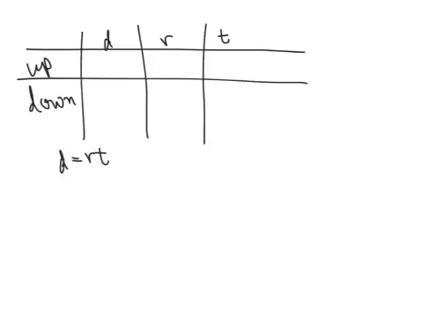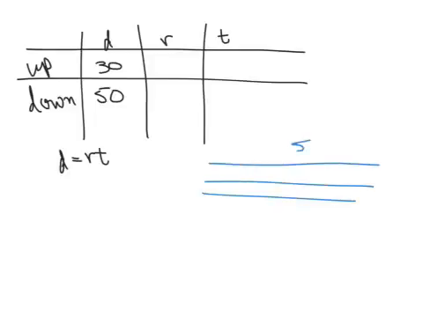A boat travels 30 miles up a river. That's its distance. In the same amount of time it takes to go 50 miles down the river. So we're going 50 miles down the river. If the current is 5 miles an hour, okay, so if the current, let's make a little river here, is going 5 miles per hour this way, and you're in your boat and you're going upriver. Okay, there's my boat. Put a sail on it.